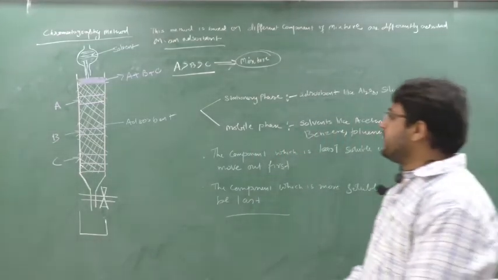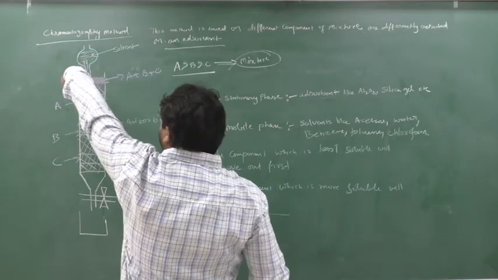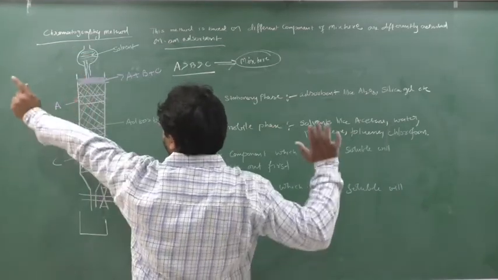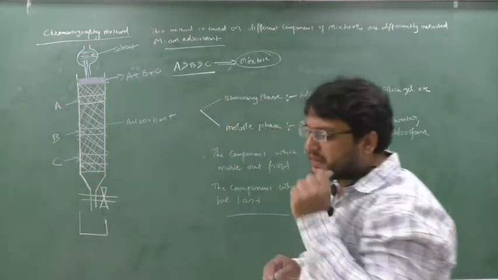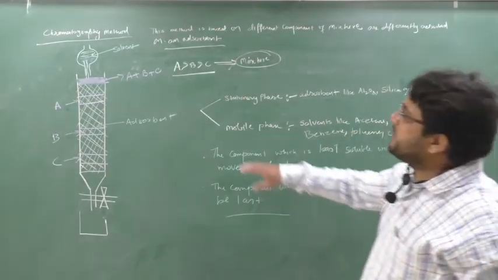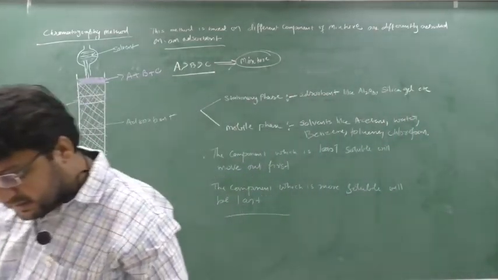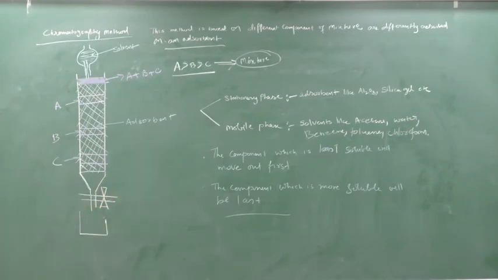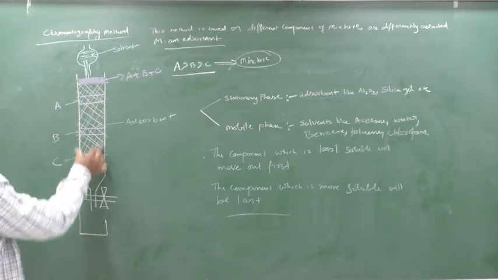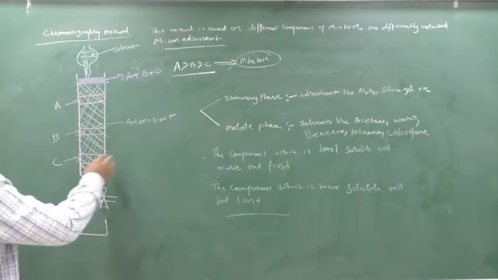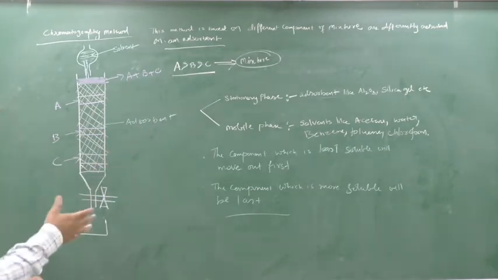Understood? So which is the mobile phase? See, this solvent is moving, no? So that is the mobile phase. This is remaining standing, so this is the stationary phase. Clear this part? So in this way I have separated A, B and C. Here I am using this column. This is a glass column. In this glass column I am using a certain adsorbent.